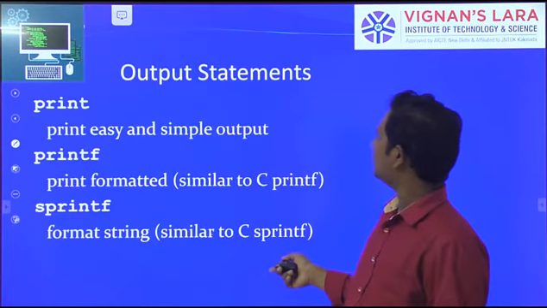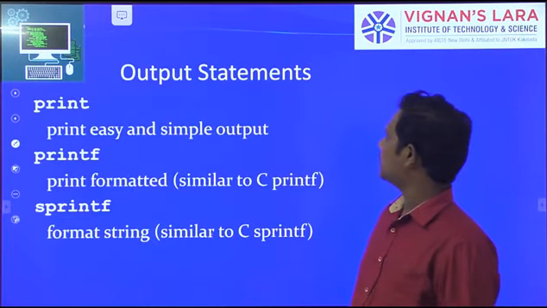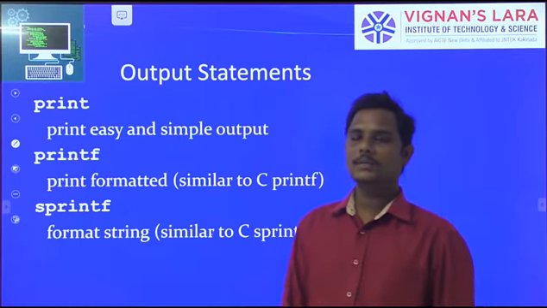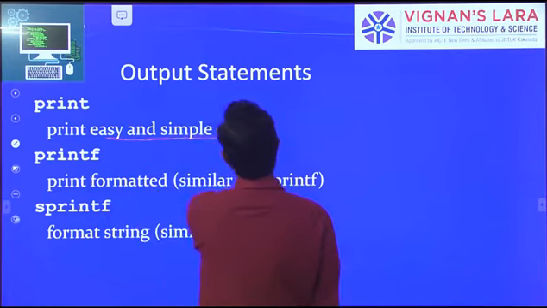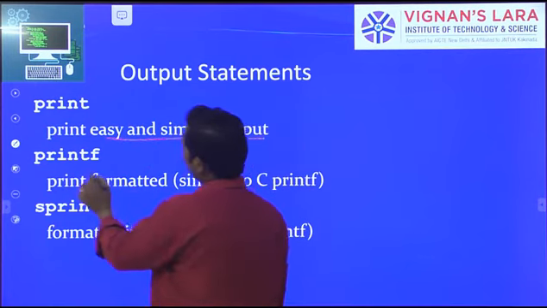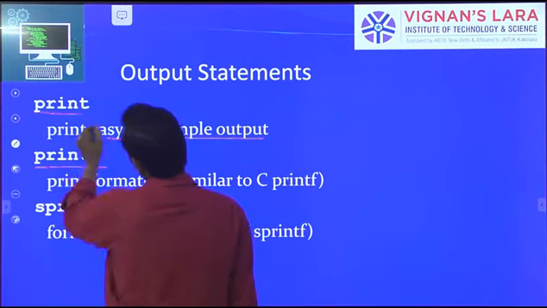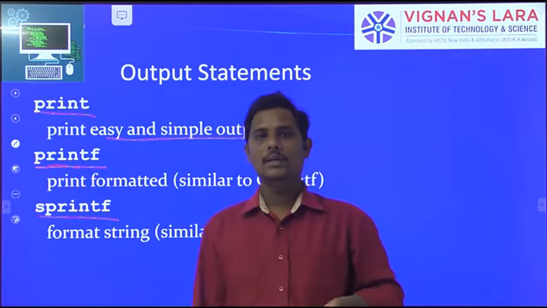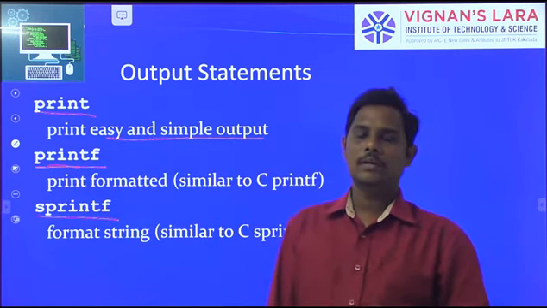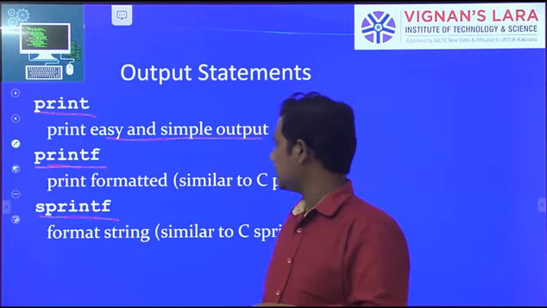Okay, so you can see the output statements. Here also printf is there. The print statement gives easy and simple output. Here we can also use printf, either this one or this one or this one, sprintf. You know sprintf. Okay, AWK uses sprintf.